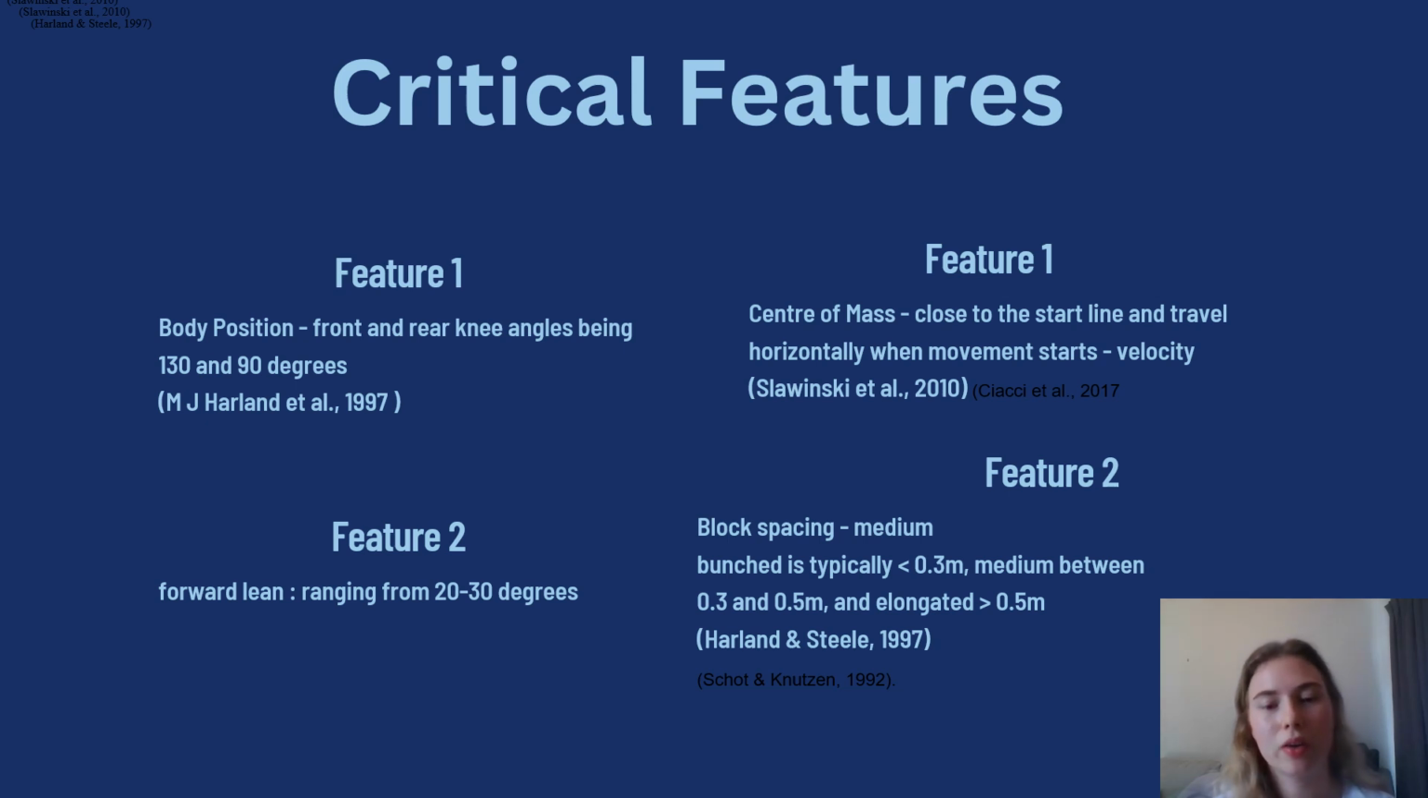The ideal body position for a block sprint start is important to ensure that the center of mass starts close to the line and ground during the set position. Research shows that the crouched position allows them to produce high explosive force.